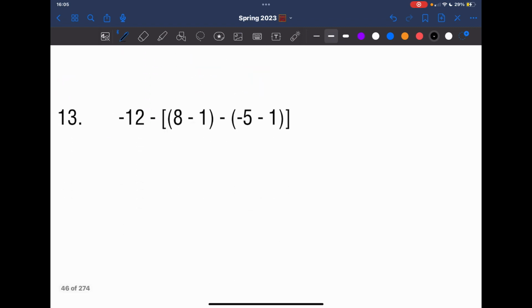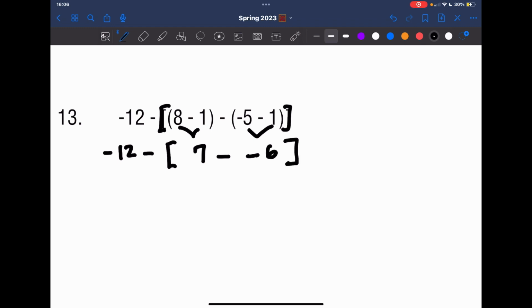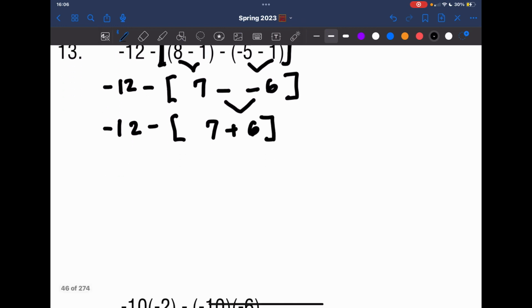Number 13, we're working inside the bracket and then inside the parentheses from there. So I bring down the -12 and I have minus bracket 7 minus -6 bracket. Then I want to combine these terms right here. So I have -12 minus bracket 7 minus -6 is going to be 7 plus 6. We're still working in the bracket to simplify. -12 minus 13. So I have -12 minus 13 is going to give me -25.